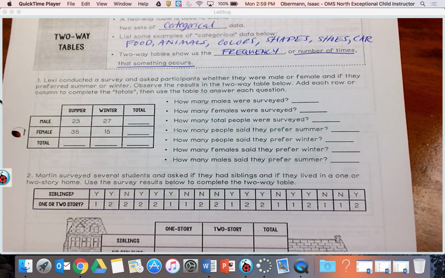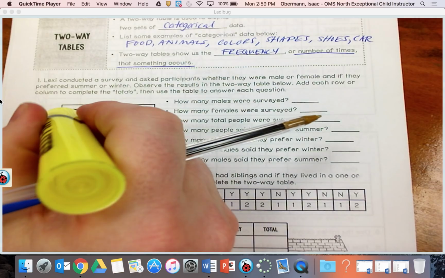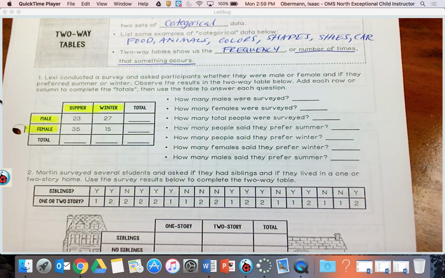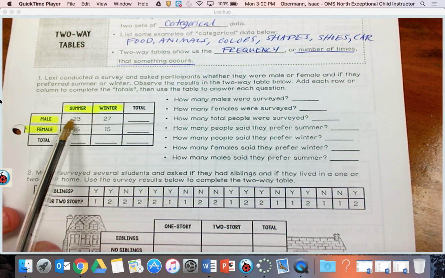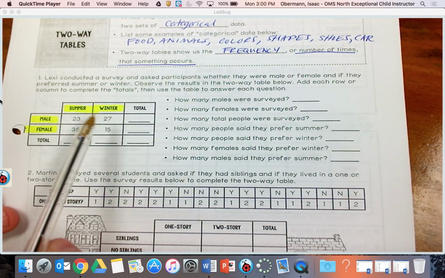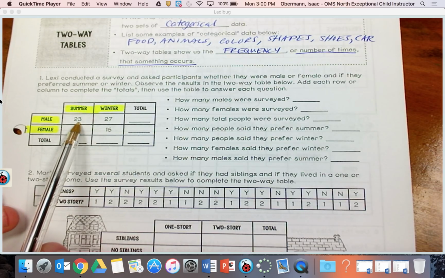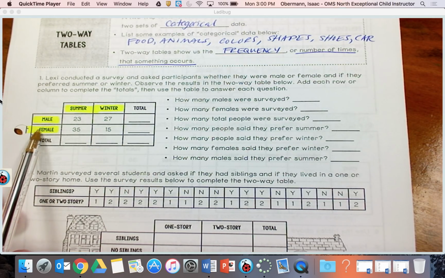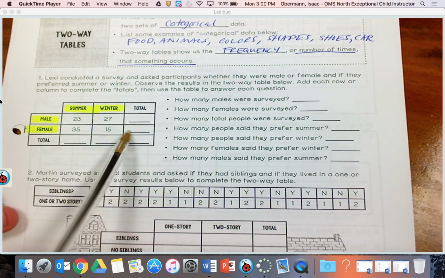What you have here is a two-way table about Lexi. You can see on the side, highlighted in yellow, those are your categories: summer and winter, male and female. So we've got seasons and then we have gender. You can read one from left to right or up and down. If I read from left to right, I can find out how many males I have in this case and how many females.